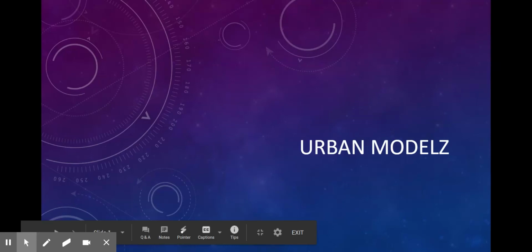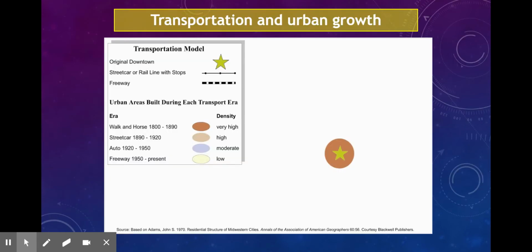All right, in this video, we're going to look at the 4 urban models that we would associate with the United States in the 20th century. So they are the concentric zone model, the Hoyt sector model, the multiple nuclei model, and the galactic city model. We're going to go through and talk about each one, and talk about how cities grow and what they look like at different time periods in the United States.